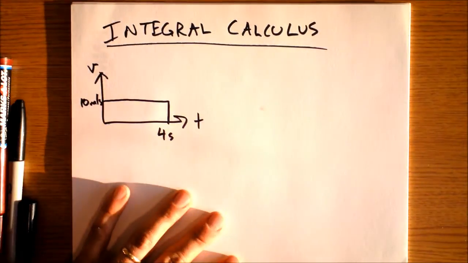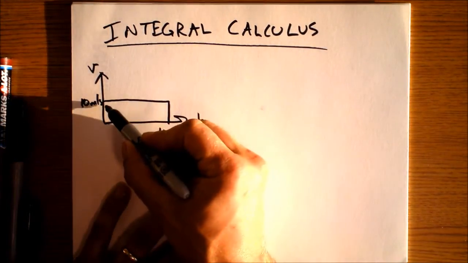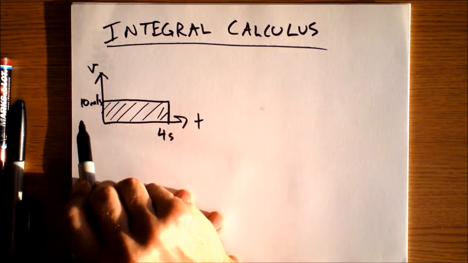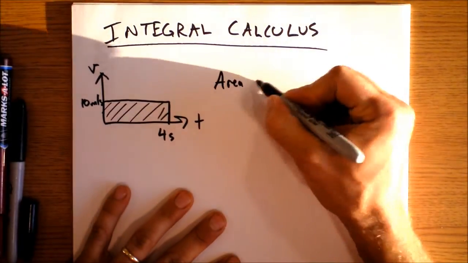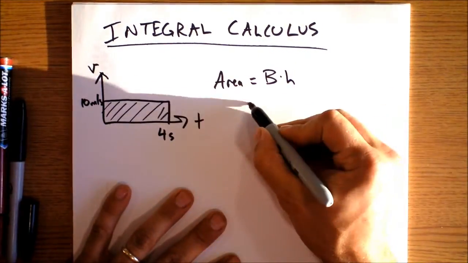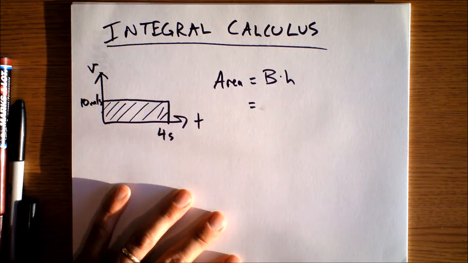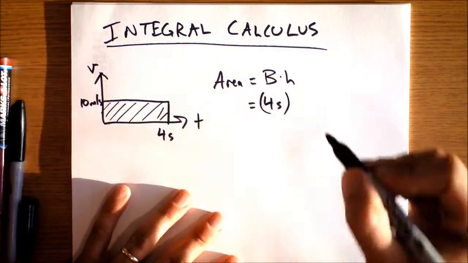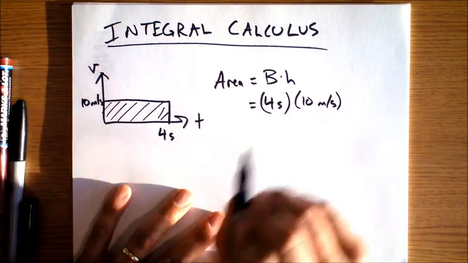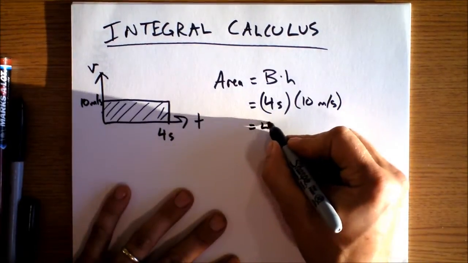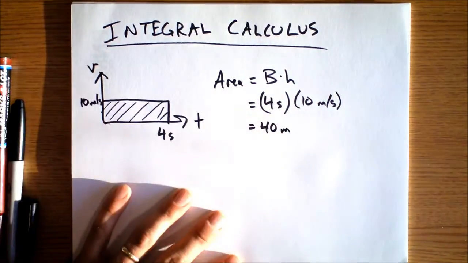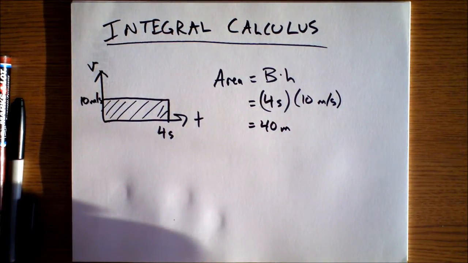You can develop a physics equation for it, or you can look at the area under that curve. Let's look at that. What is the area for a rectangle? Base times height. The base is 4 seconds, and the height is 10 meters per second. If we multiply 4 seconds by 10 meters per second, we get 40. And what are the units? We've got seconds times meters divided by seconds, so we're left with 40 meters. Okay, so that's how far the badger has gone.